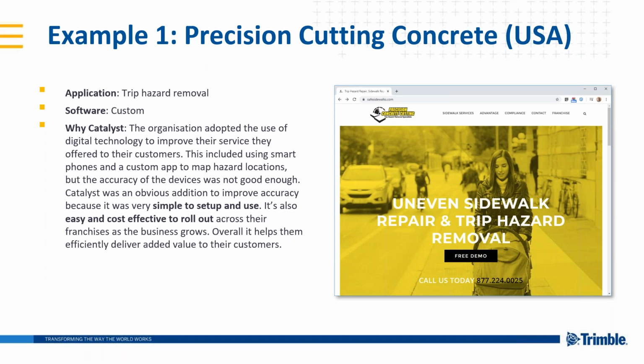So they needed a solution to improve that accuracy, to improve the overall value that they were offering to their customers. So why was Catalyst compelling to them? For a couple of reasons that I've highlighted there in the text: it's very, very simple to set up and use, and it's also very easy and cost effective to roll out to the various franchises as the business grows across the country.